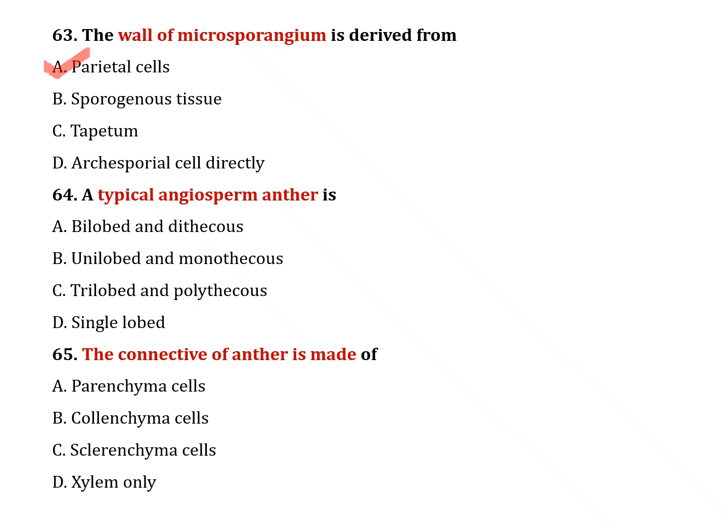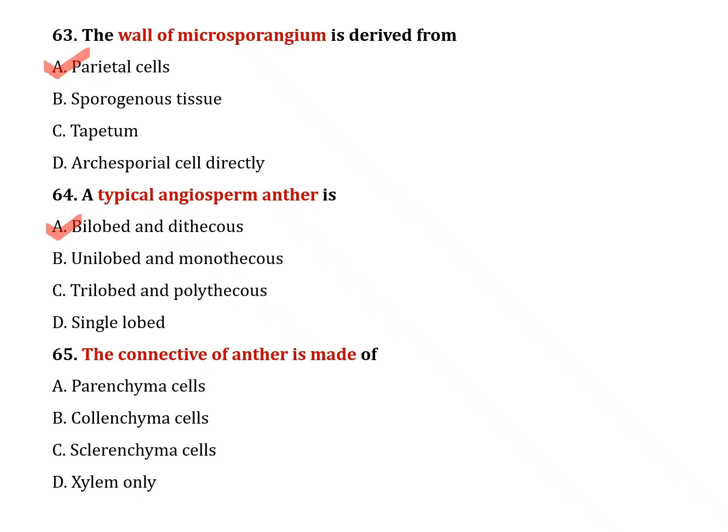The next question, number 64. A typical angiosperm anther is: option A, bilobed and dithecous; option B, unilobed and monothecous; option C, trilobed and polythecous; option D, single lobed. Correct answer is option A, bilobed and dithecous.